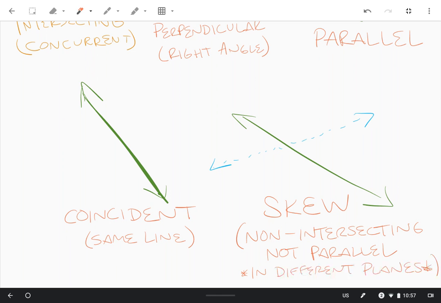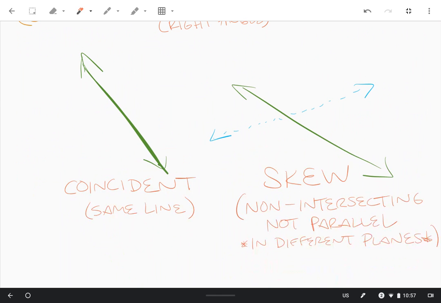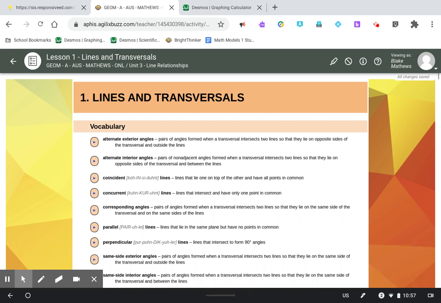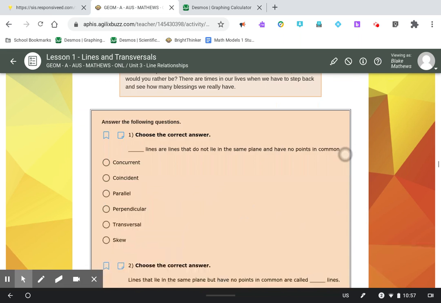So that's some extra information there. Like I said, we're mostly going to work with intersecting, perpendicular, and parallel lines in geometry, but we are going to deal with coincident and skew lines in the lesson that we're working on right now. So we're going to pause that and check out the way these questions are going to be asked of you in the lesson.